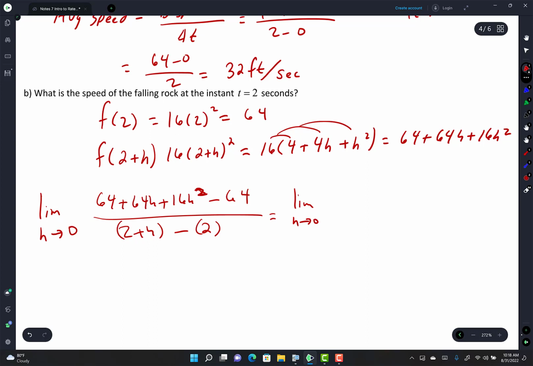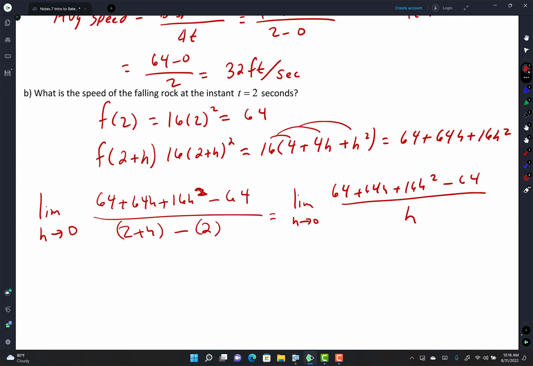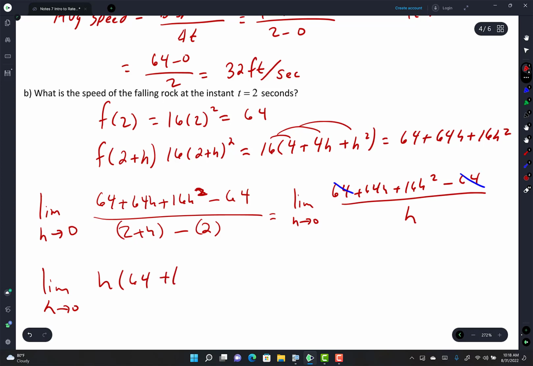So here it is. I'm going to go ahead and approach 0. 64 plus 64h plus 16h squared minus 64 over h. Remember that h is just a change in time in this case. I'm going to zero out what first? The 64. And now what can I factor out in the numerator? An h. And notice that now that I factor out the h, I can now do direct substitution. See how the h's cancel out?